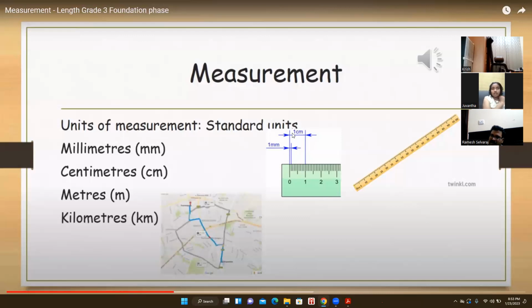Do you see the difference between 1 millimeter and 1 centimeter? How much could 1 centimeter be if it's 10 millimeter? Here you see 1 centimeter is equal to 10 millimeter. This is 1 millimeter, right? The same way, count all these lines, there are 10 lines. That means 10 millimeters. 10 millimeters equal to 1 centimeter, right?